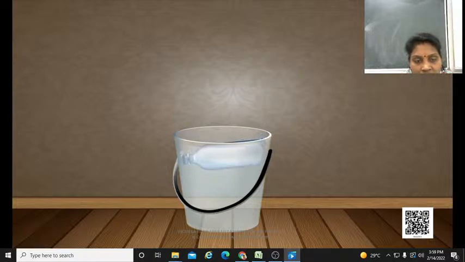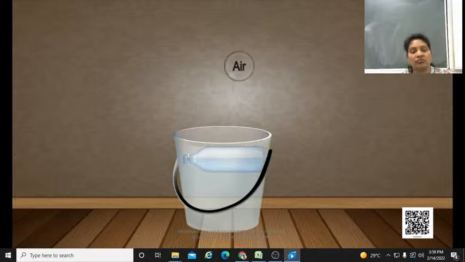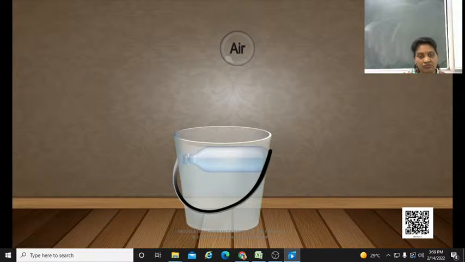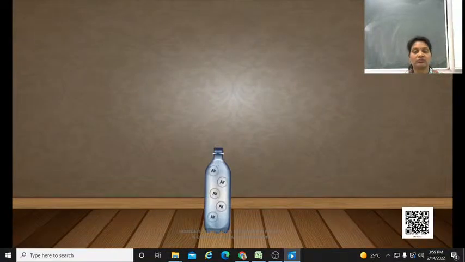Now, tilt the bottle slightly. What do you observe, children? Do you notice bubbles coming out of it? Or hear any bubbly sound? Can you guess what was there inside the bottle? Yes, you are thinking correctly. Actually, it is the air which is present in the bottle.